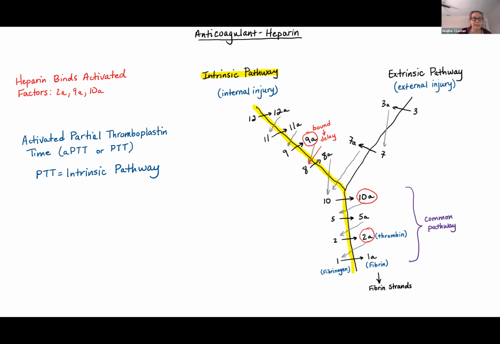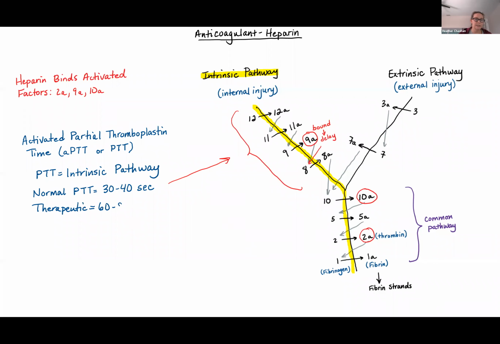So a normal PTT is around 30 to 40 seconds. So it's significantly longer than the extrinsic pathway, and that is because it has like twice as many steps to get to the common pathway as the extrinsic pathway. Remember, extrinsic pathway was like 11 to 13 seconds. So this is significantly longer. Therapeutic for a PTT, what we'd like it to be, is 60 to 80 seconds. So about twice of what normal is, which is pretty easy to remember.